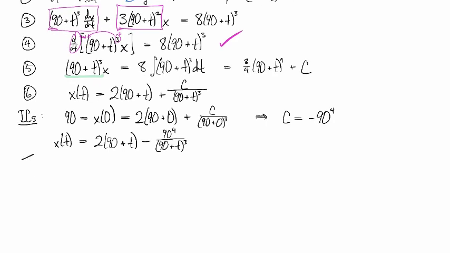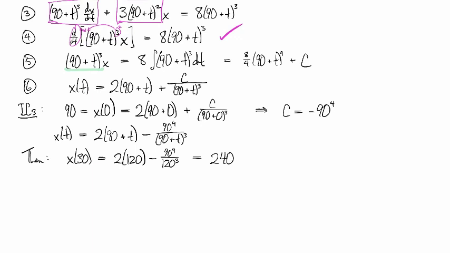And the final thing is to evaluate this at time 30. So I do x at 30, and this is going to be 2 times 120 minus 90 to the 4th over 120 cubed. Banging that out on the calculator gets me 240 minus something that looks like about 37.97, and so I end up with about 202 grams of salt.